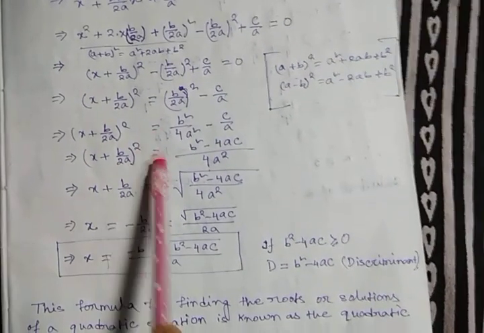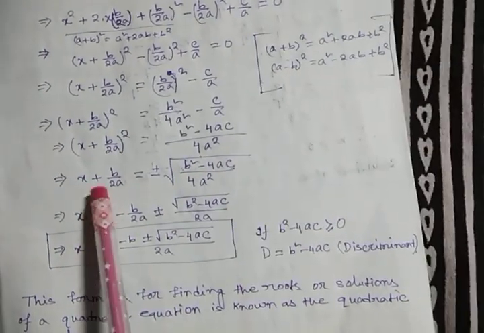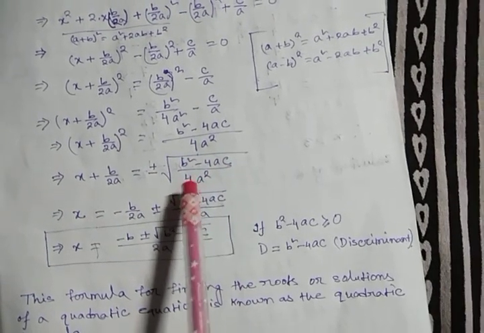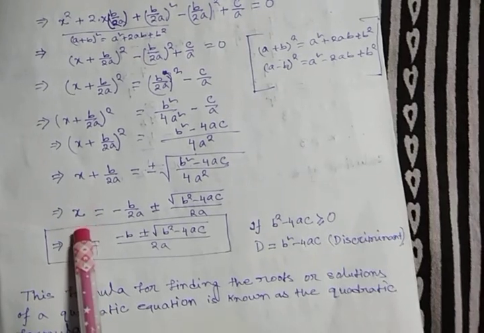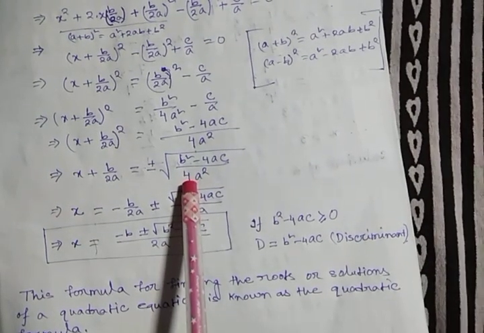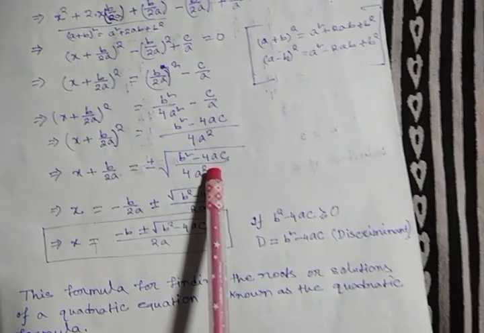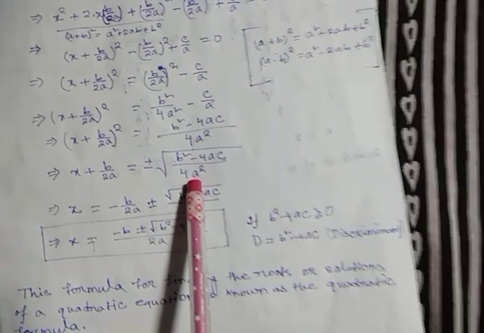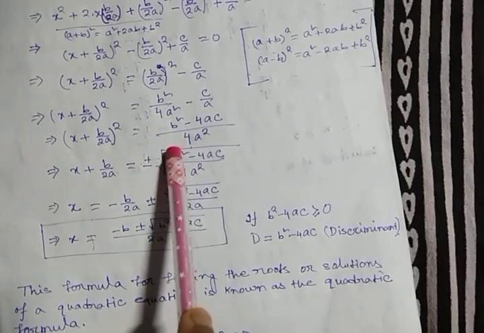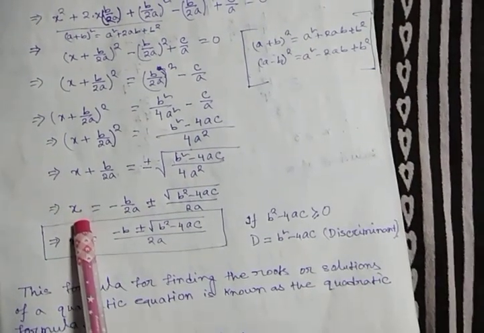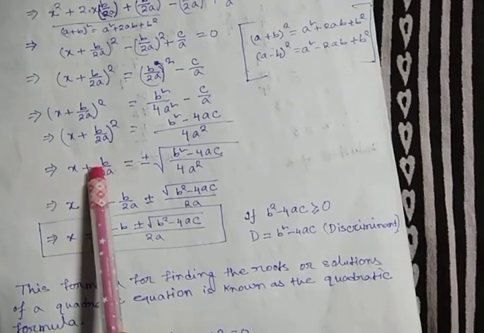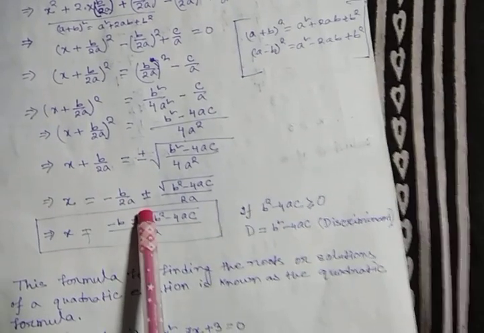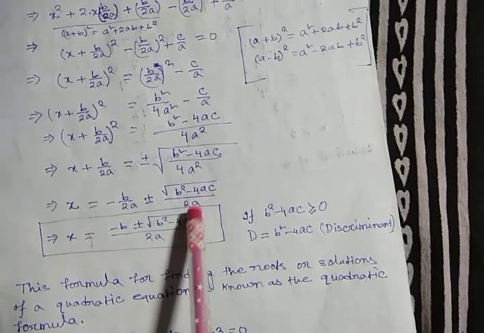Now we can send the square to the right side. So x plus b by 2a is equal to plus minus root over b square minus 4ac by 4a square. Now you can see that 4a square is a square number. Square root of 4 means 2, square root of a square means a. So we can remove this term, but we can't remove this term. So x is equal to minus b by 2a, because of the plus b by 2a, when we take it to the right side, and plus minus root over b square minus 4ac by 2a.